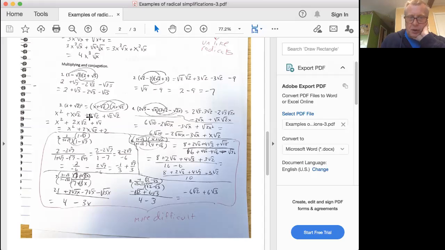And then these two parts, unlike the previous example, they add up. They're like radicals. And also the x's in front are like terms. So we can completely add them together and get 2x square root of 2.